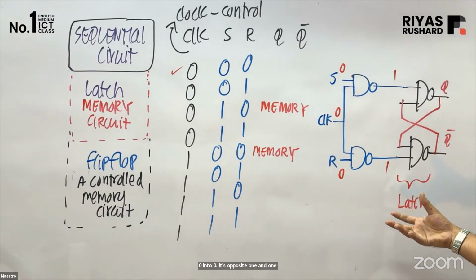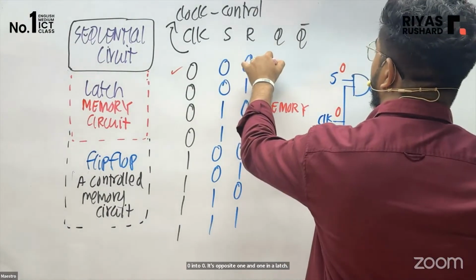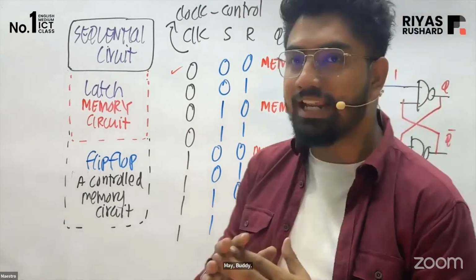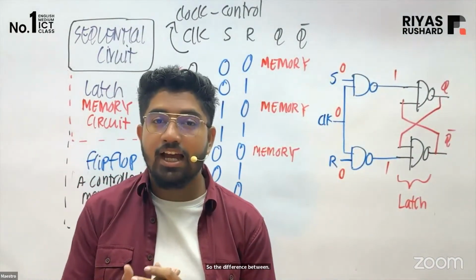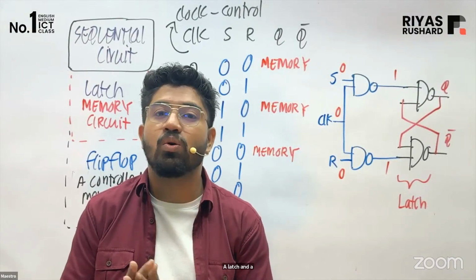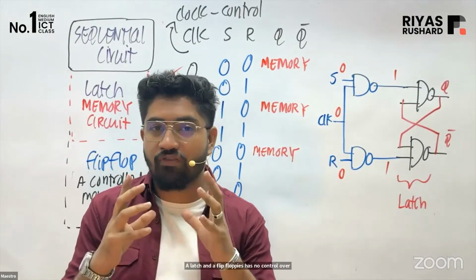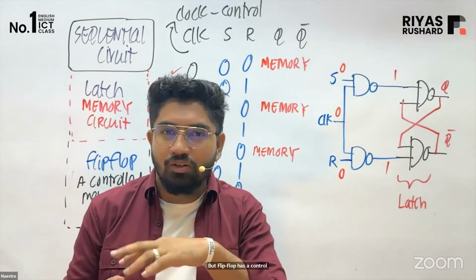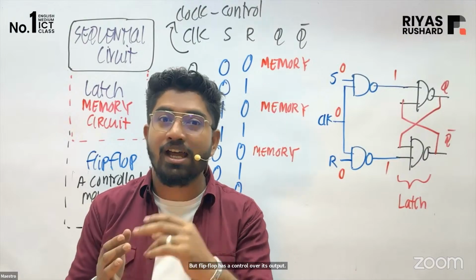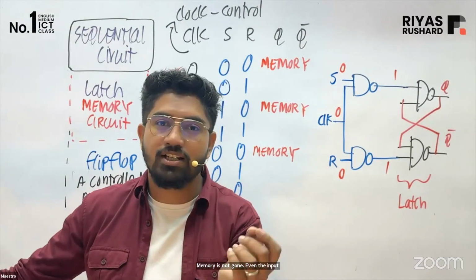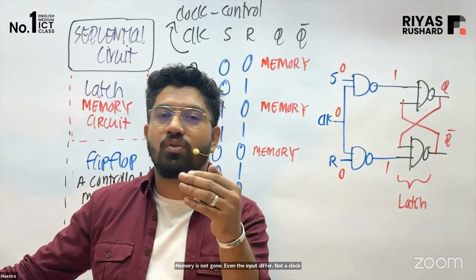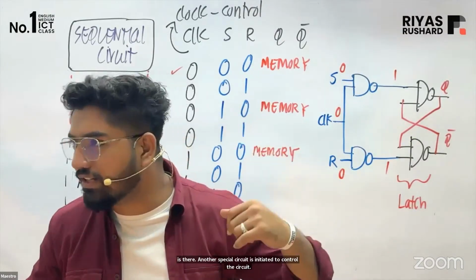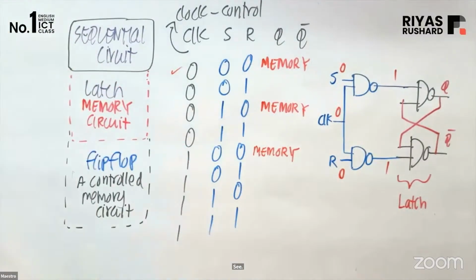Now, did you all understand why I taught latch? Memory. The difference between a latch and a flip flop is that a latch has no control over its output, but a flip flop has control over its output. Memory is not gone even if the input differs. Clock is there. Another special circuit is initiated to control the circuit. See, we can store the memory in there. So can you fill the rest?